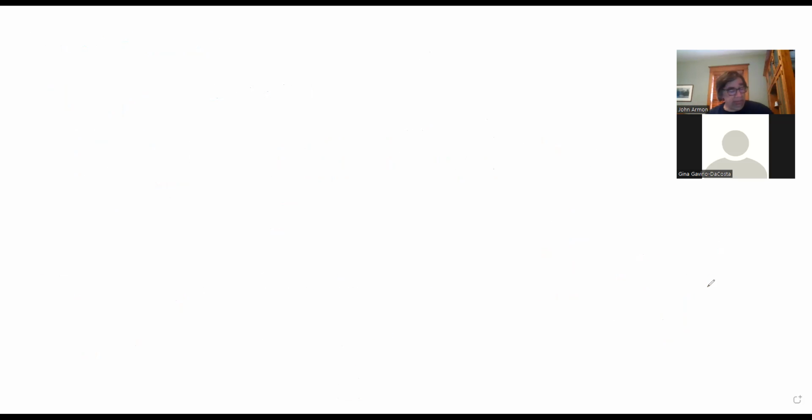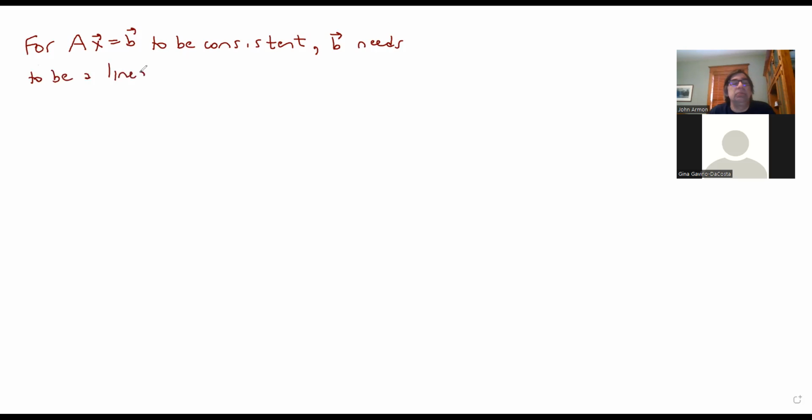And let's take a look at this question again. For a system of linear equations to be consistent, we know consistent means a solution exists. It could be unique, could be an infinite number of solutions. Vector B, so the column vector you see here, needs to be a linear combination of the columns of A.